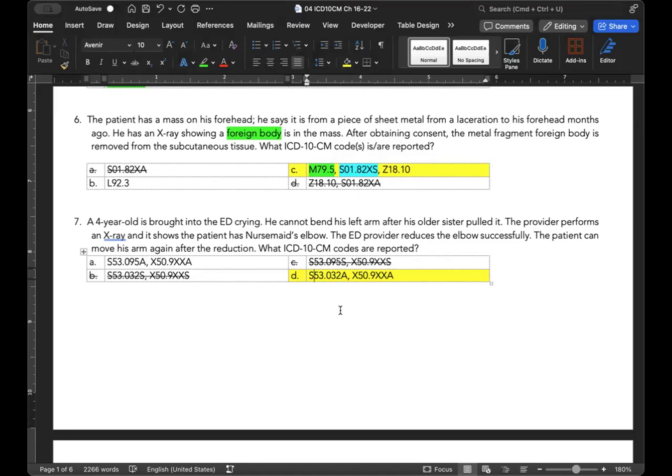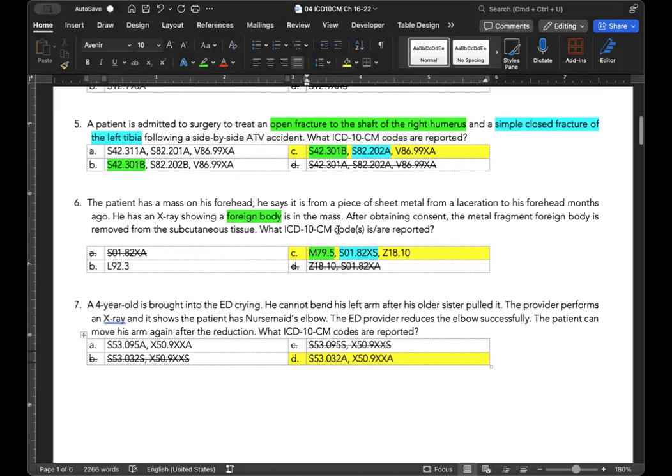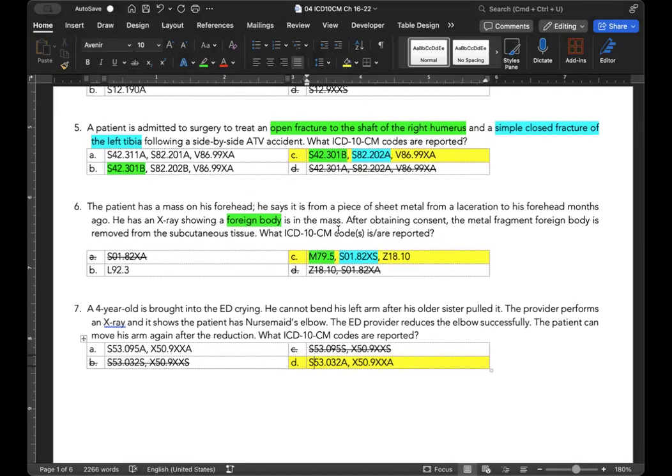Tiffany? I'm sorry, I actually have a question on 6. No, you're totally fine. What's up? As a new coder, with that encounter, how would you know to use the M and the Z codes and not just the S code? So if you're coding it from scratch, is that what you're saying? Yeah.